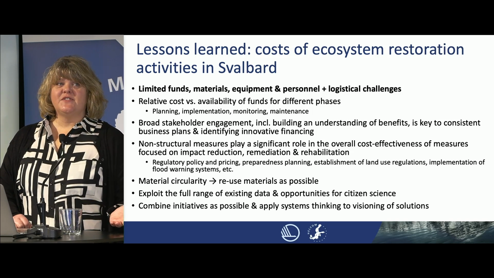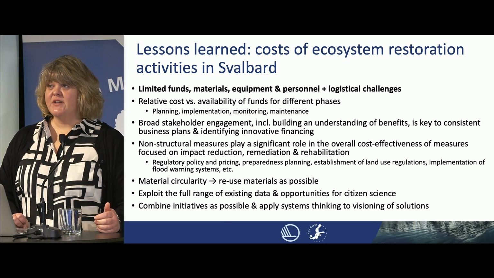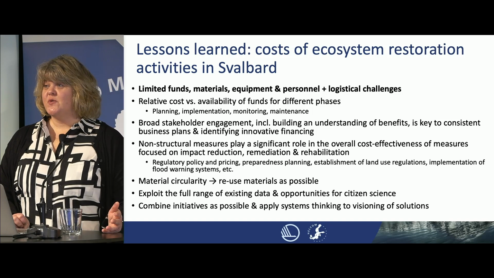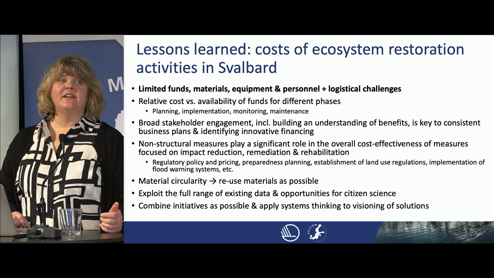Again, the relative cost versus availability of funds for different phases is something that is important and that we're working on understanding. We saw that most of our costs were really associated with the analysis. So that was an important lesson.